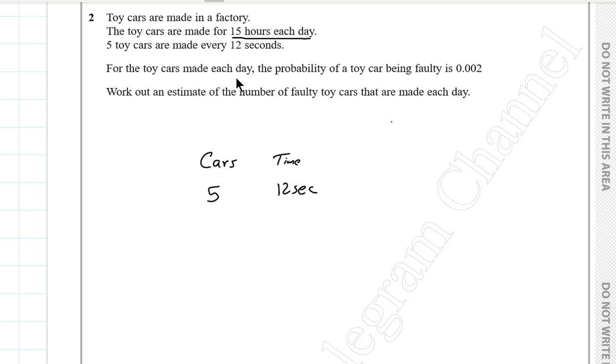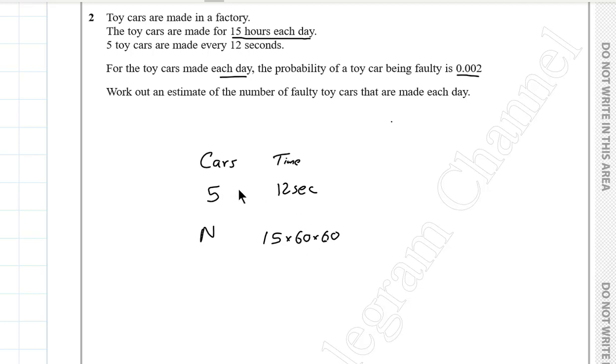Okay, for the toy cars made each day, the probability of a toy car being faulty is 0.002. Work out an estimate for the number of faulty toy cars that are made each day. If we say that N capital is the number of toy cars made each day, we have 15 hours of working, right? So 15 hours should be converted to seconds at first. I should convert 15 hours to seconds. 15 times 60 minutes times 60 seconds, and then, okay.